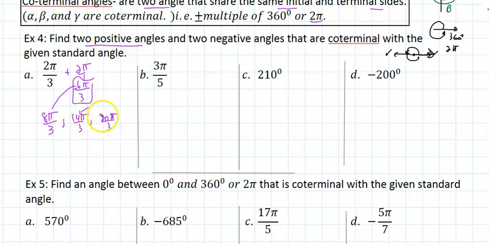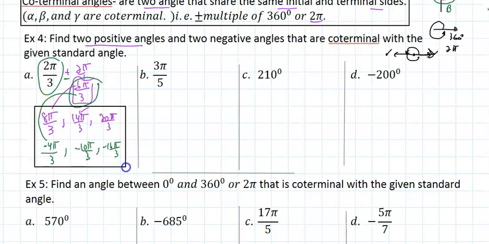And 2 negatives. The negatives, instead of adding, I would subtract. What is 2 pi over 3 minus 6 pi over 3? Well, if the denominators are the same, 2 minus 6 is negative 4, that's negative 4 pi over 3. Subtract another 6, negative 10 pi over 3. That's 2. I could do more, of course. And I'm doing this with ease, not because I know trig, because I know fractions. You should do the same.